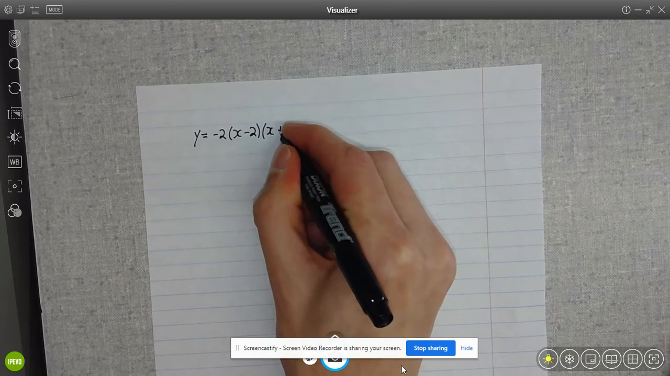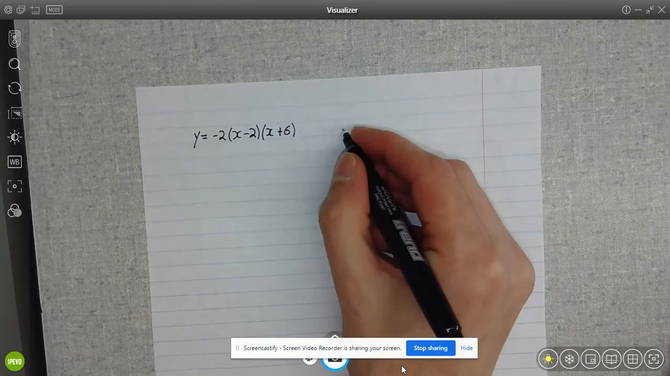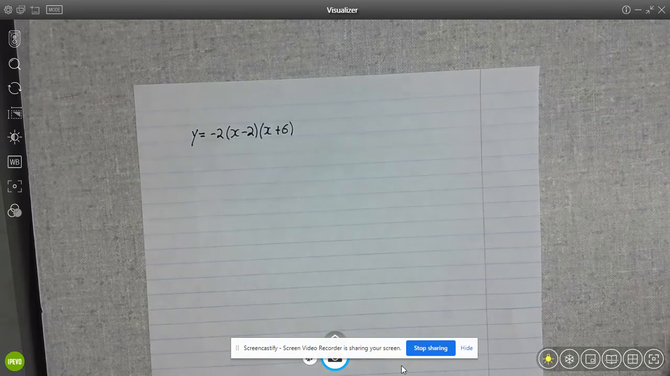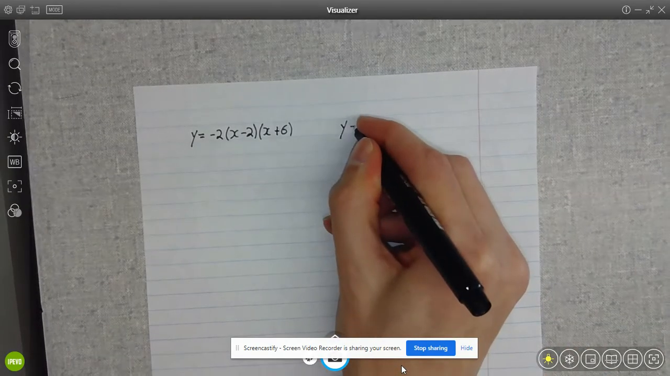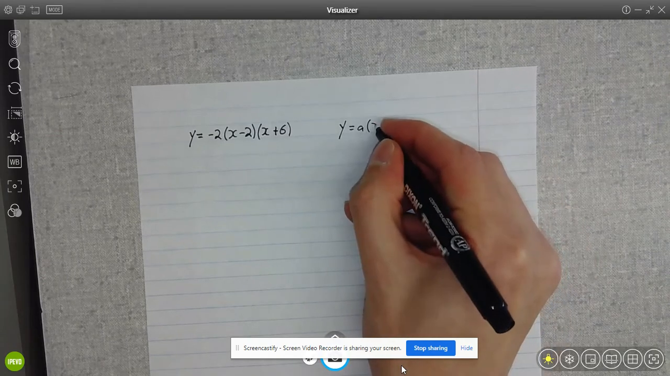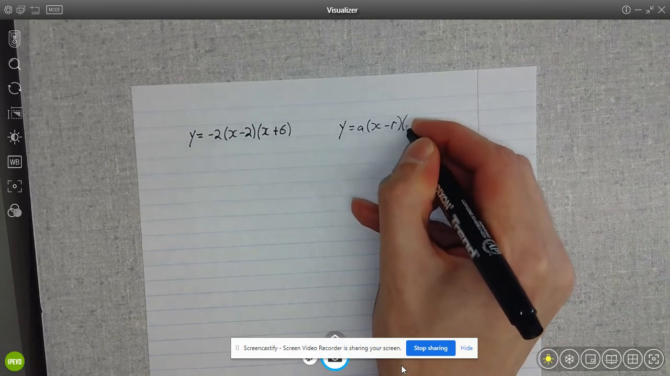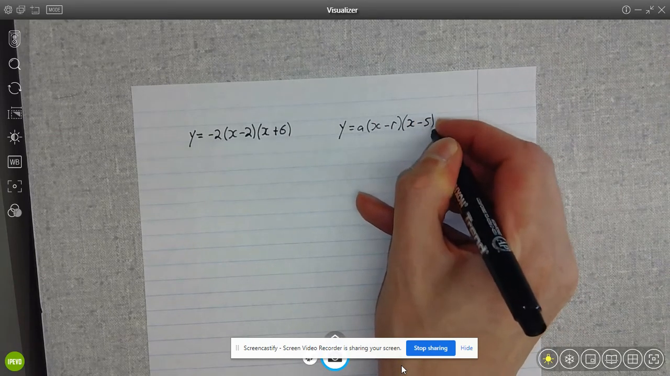So sometimes it helps if we immediately write down the parameters. So remember that factored form, I was trying to switch colors, but I had the wrong cap. That's okay. We'll just do this all in black. x minus r, x minus s.